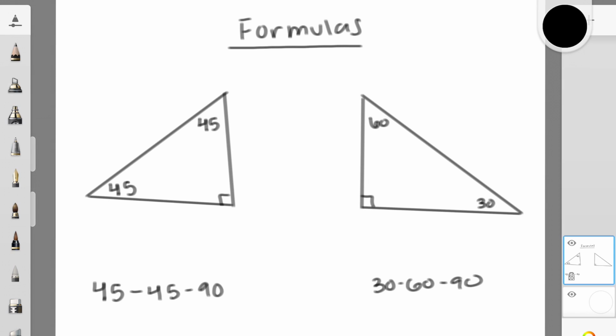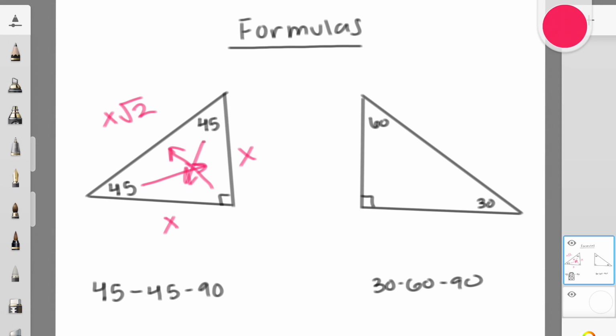So let's start. The first thing you need to remember is that there are two special right triangles, 45, 45, 90 and 30, 60, 90. Let's start with the formula for the 45, 45, 90 triangles. Across from the 45 angle is x, across the other 45 angle is x, and across the 90 angle is x square root of 2.